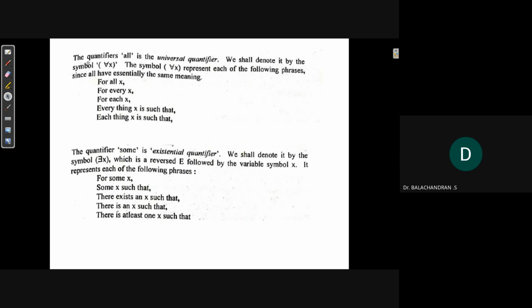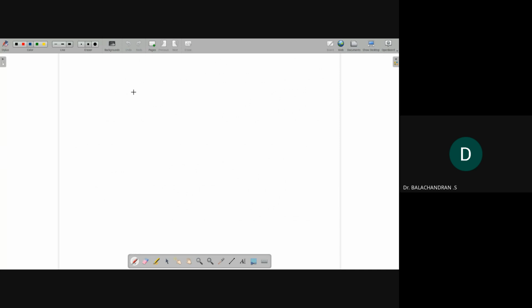Look first at the quantifier all. This quantifier all is called the universal quantifier. We shall denote it by the symbol ∀x. For example, you should write.